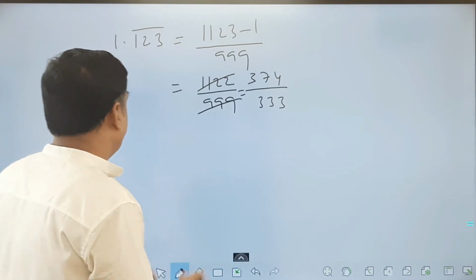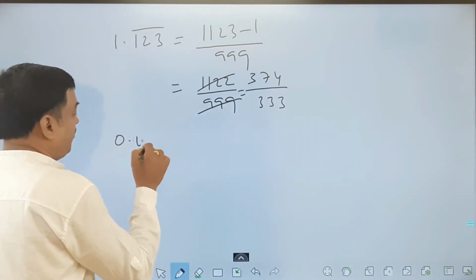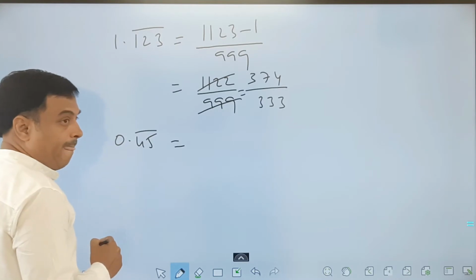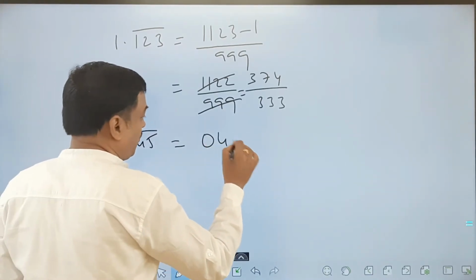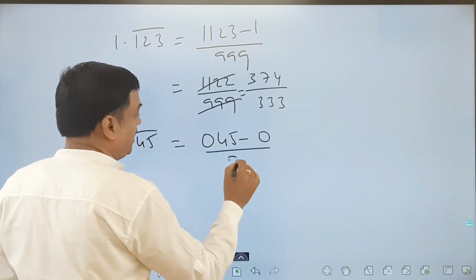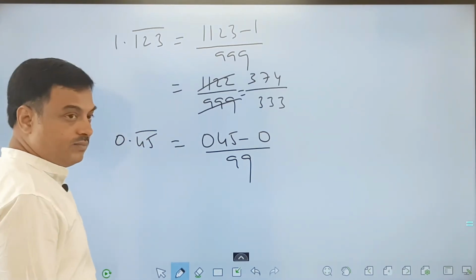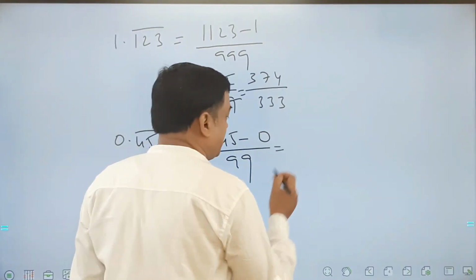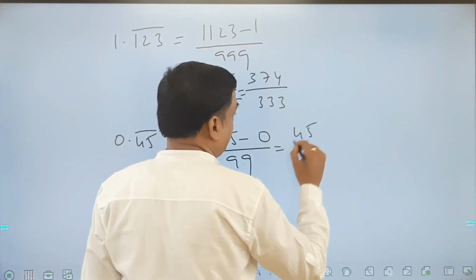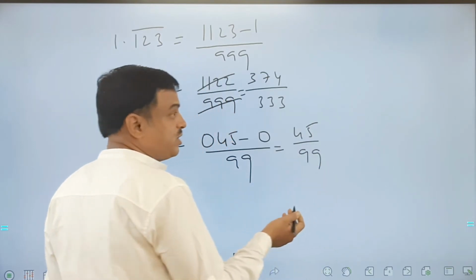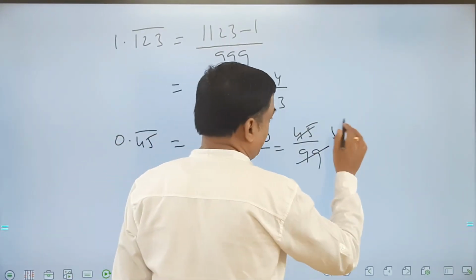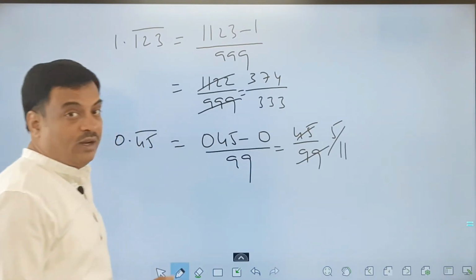Is that clear, all of you? Let us have one more. 0.45 bar, for example. It's 0.45 minus 0 upon 99 is what we have to do. Okay, hope you now catch up some speed on this. So it is 45 upon 99. Both are multiples of 9. We all know it. So 5 upon 11 is the required value for this.